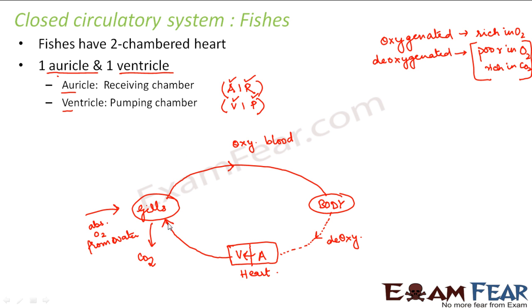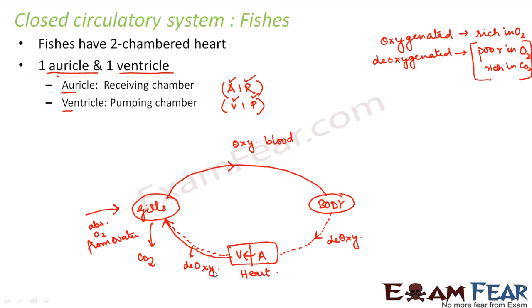right? I'm sorry, this should have been a dotted line. This is a dotted line. By mistake, I drew it as a straight line. This is actually deoxygenated blood, right? So this is how the blood circulation takes place in the case of fishes.